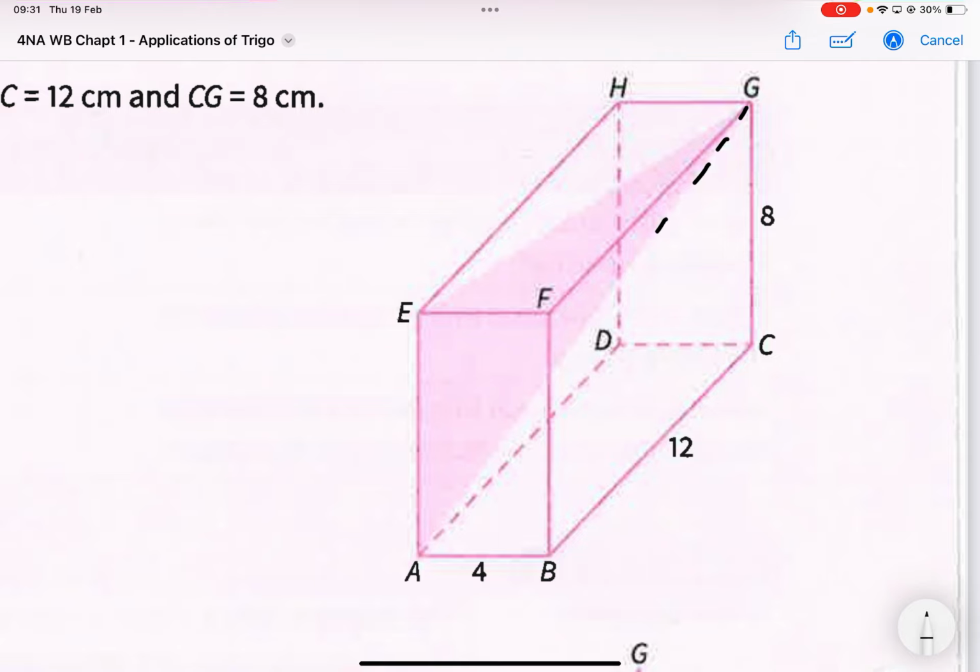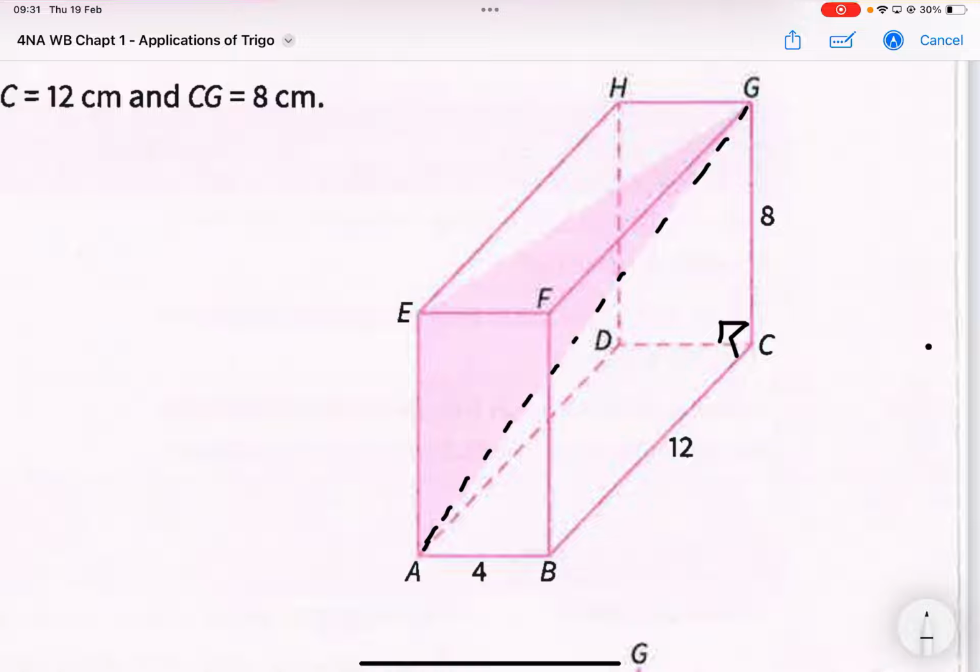I want to form a right angle triangle, because if I have a right angle triangle, then I can use my Pythagoras. So A and G, how can I make a right angle triangle? One way is G comes down to C. G to C is 90 degrees to the flat ground. So GC is 90 degrees to CD. GC is also 90 degrees to CB. Everything that is flat on the ground, GC is 90 degrees.